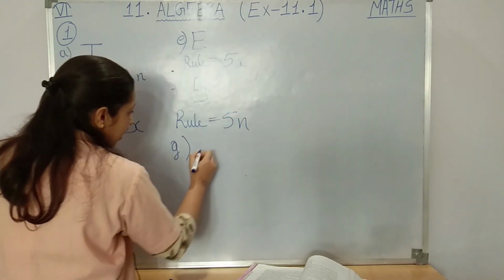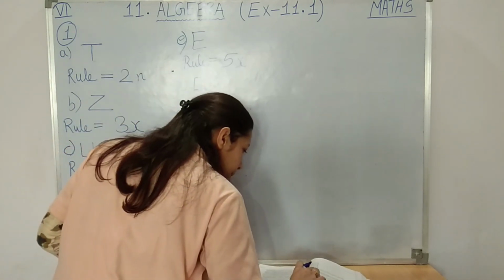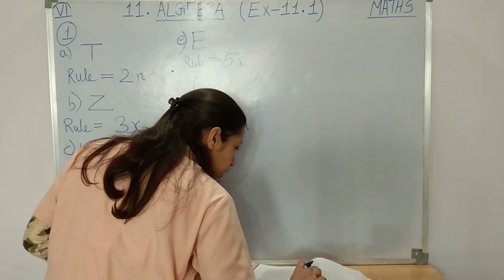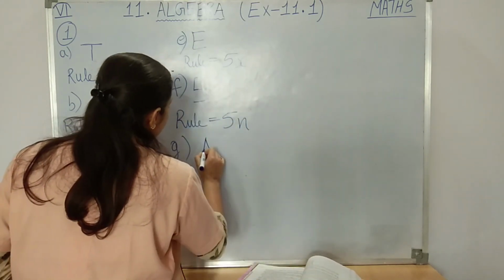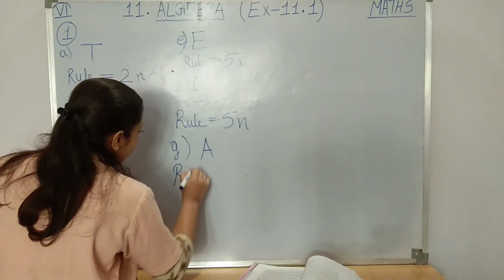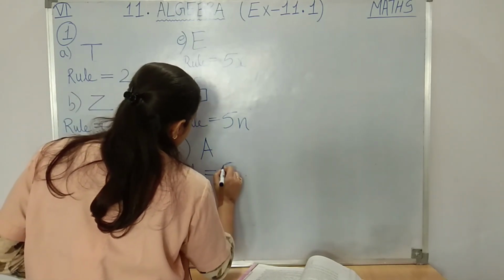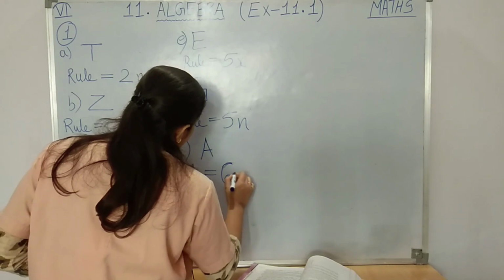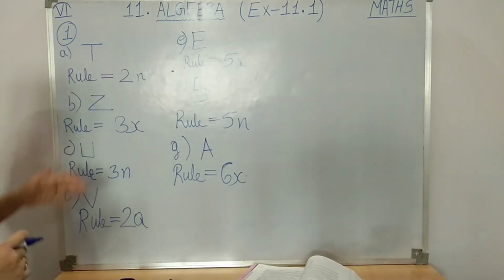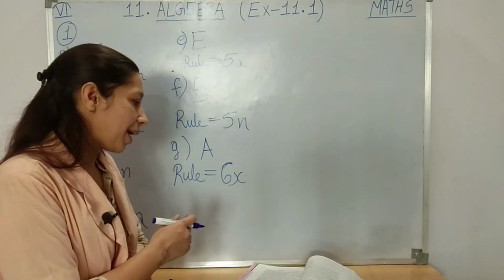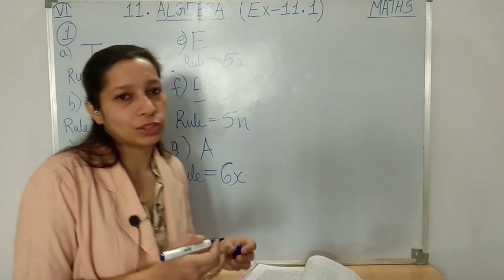Then the last pattern is A. So 1, 2, 3, 4, 5, 6 matchsticks. Yes, we require 6 matchsticks for making A. So the rule can be 6X. Got it, students? So these are the rules using the variable for writing the given patterns. Note it down, then we'll see the next question.